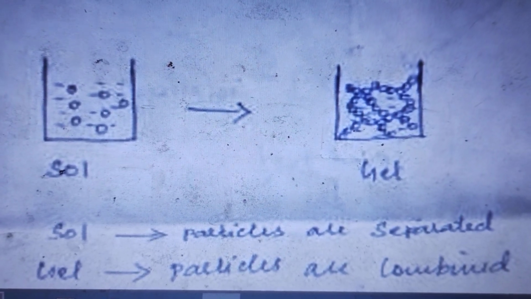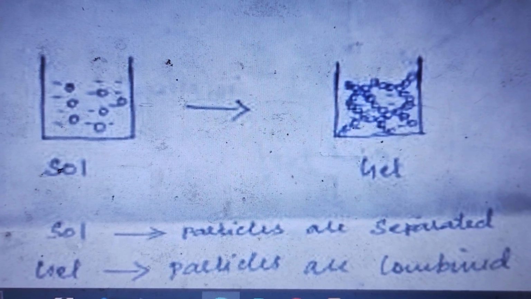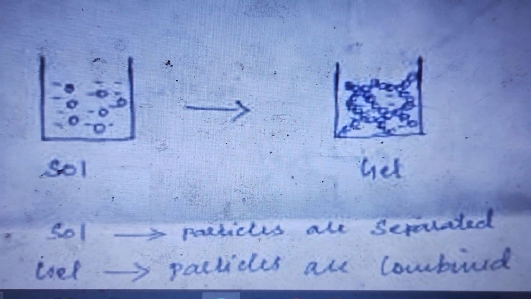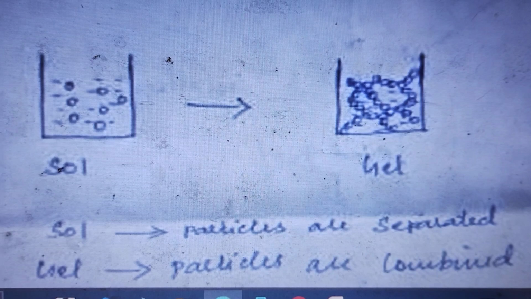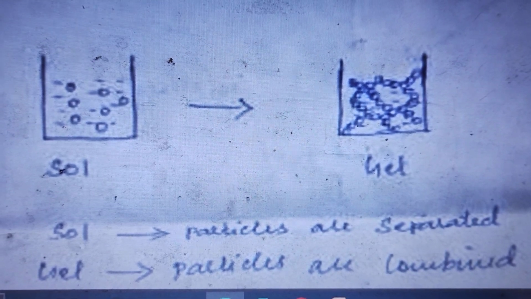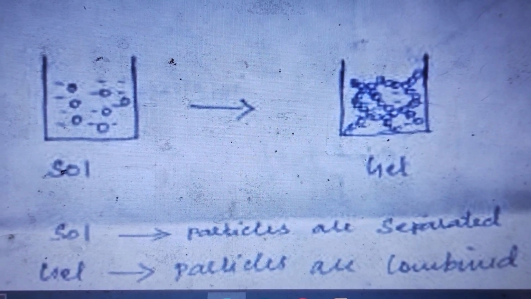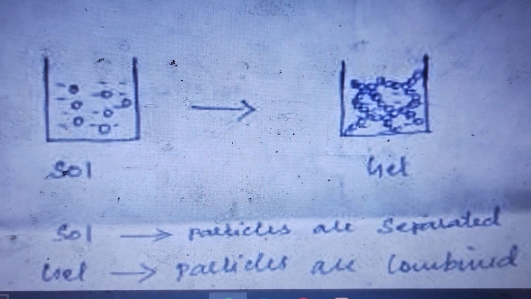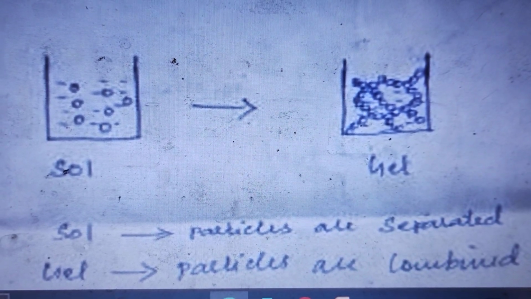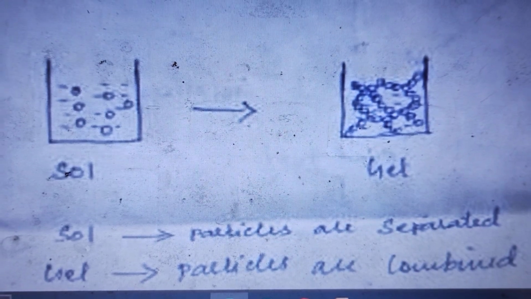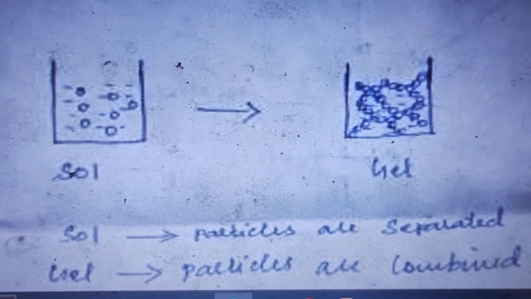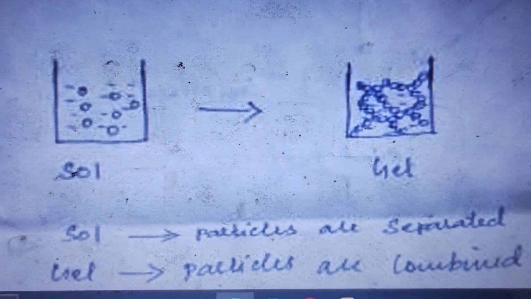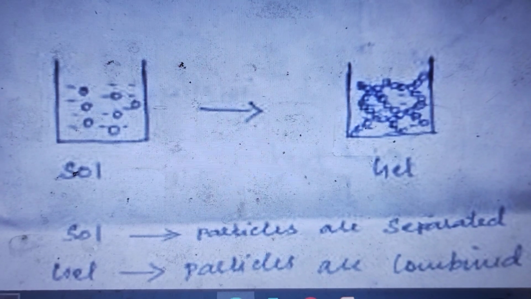First one, sol. What is sol? In the sol process, the particles are separated. In gel formation, the particles are combined. In the above picture, the sol and gel formation is explained. In sol, the particles are separated. In gel formation, all the particles will be combined in aqueous solution. That is called the sol-gel process.